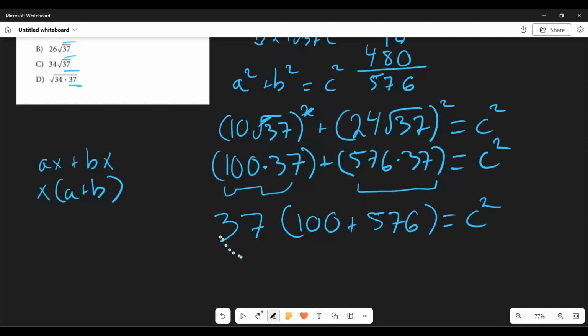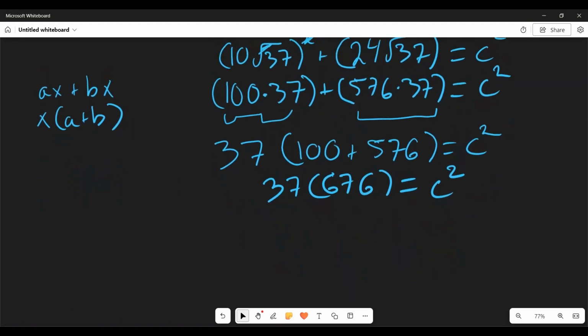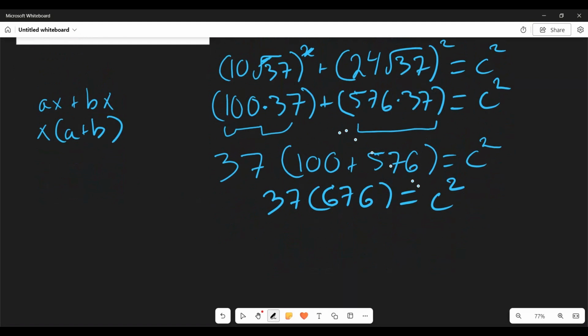So we did a little bit of factoring, nothing too crazy, I hope. Now we can simplify and make things a little easier. We're going to say 37 times the quantity 100 plus 576 is 676, equal to c squared. So we're getting closer. We still have our 37 by itself, just like the answers want us to have it. Now all we have to do is solve for c, because c is our hypotenuse.